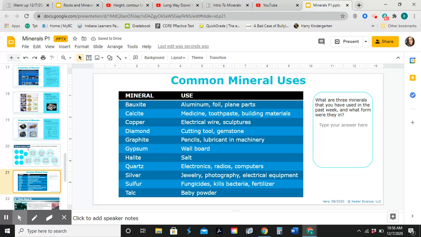What 3 element minerals have you used in the past week, and what form were they in? So if you use table salt, you've got table salt. If you've drawn anything with a pencil, you've used graphite. If you've cut with anything or worn jewelry with diamonds, then you've had diamonds. If you've plugged in your iPad, you've used copper. If you have used your electrical equipment, such as your iPad, you've used silver. These are all great examples. I want you to list 3 and tell me how you use them.